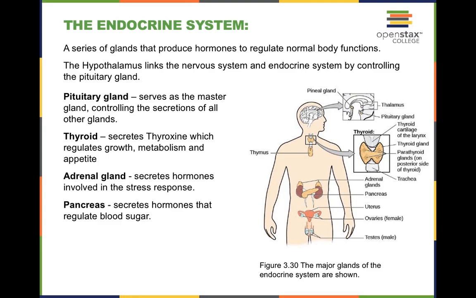And lastly, we have the pancreas, which is crucial for regulating blood sugar. So, for those individuals who unfortunately have diabetes, they have difficulty with their pancreas in secreting the correct amount of hormones that regulate their blood sugar.